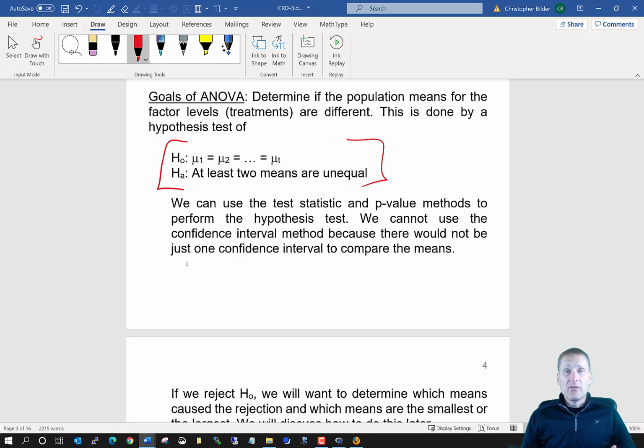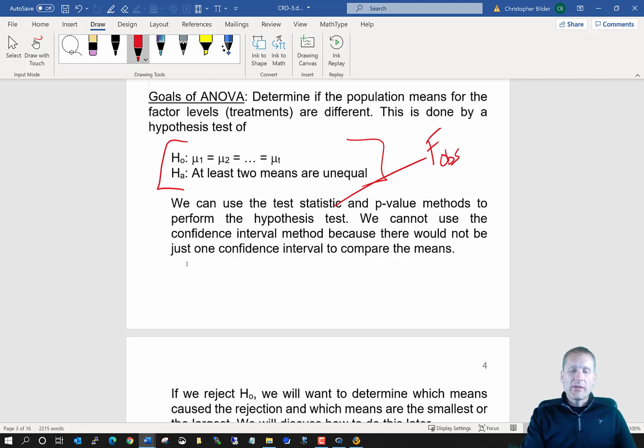Now, to do this hypothesis test, we can use a test statistic, and we've already seen a little bit about that. We're going to use this test statistic called F sub obs. With a test statistic, as you might expect, we can use a p-value as well, because we're going to relate this all to the F distribution.